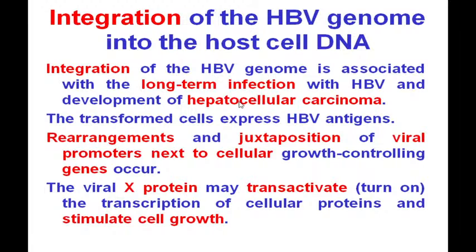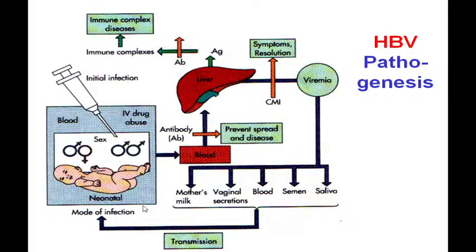So the transformation of the cells occurs mainly with the help of X protein that acts, as I said, as transactivator of transcription of not only viral genes but also cellular genes. So it turns on the transcription, and as a result the overproduction of cellular proteins, and this all stimulates the cell growth. That's how it may lead to the neoplasia.